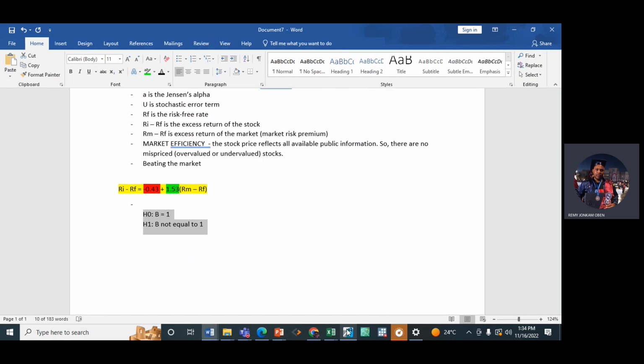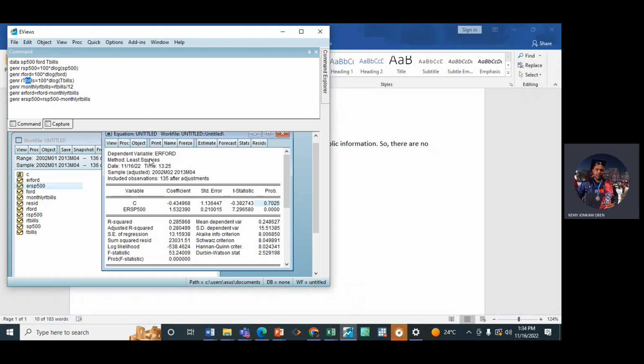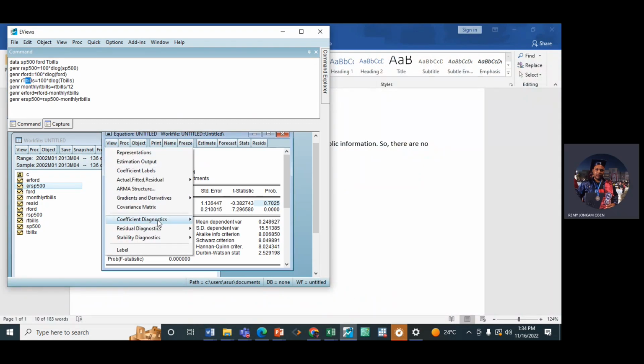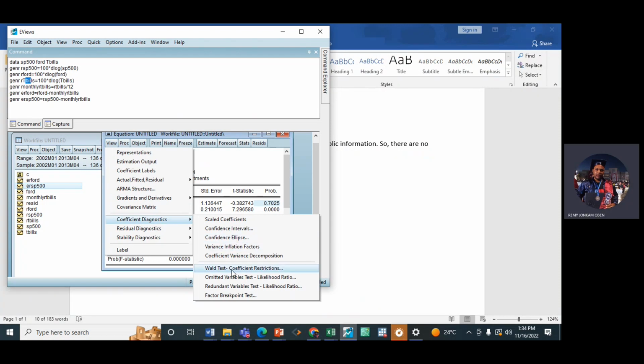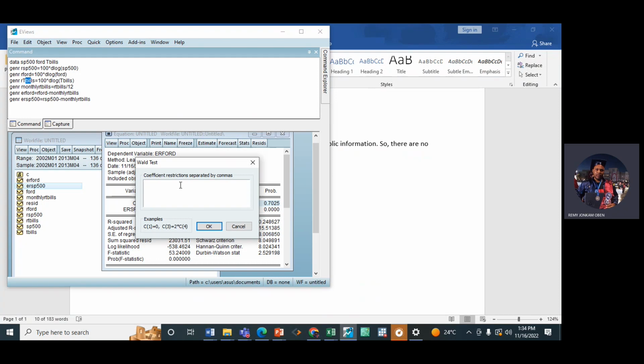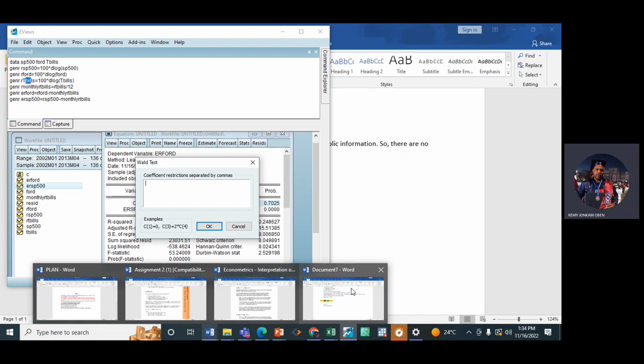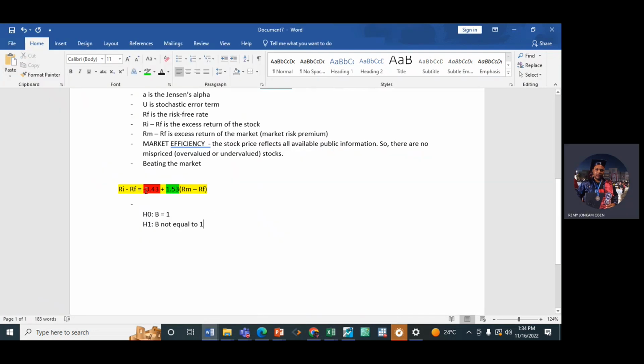How do we change this hypothesis in EViews? We should use Wald tests. So come to View, come to Coefficient Diagnostics, come to Wald Tests, and then you put a restriction here. Why am I putting a restriction? Look at this model. The constant is the first coefficient in the model, and the beta is the second coefficient, so it is coefficient 2. I want to restrict that this coefficient 2 should be equal to 1. I want to test that hypothesis.